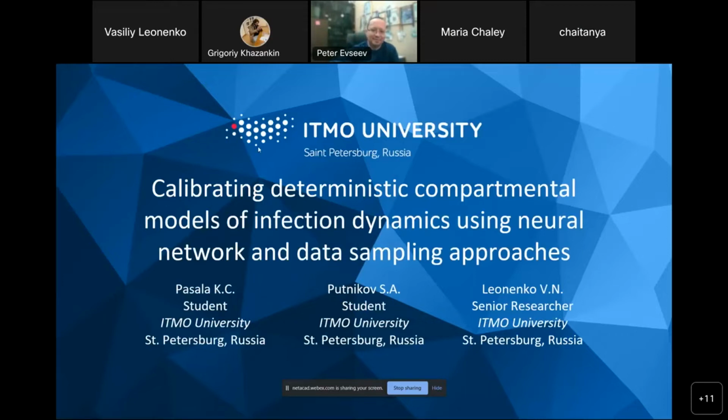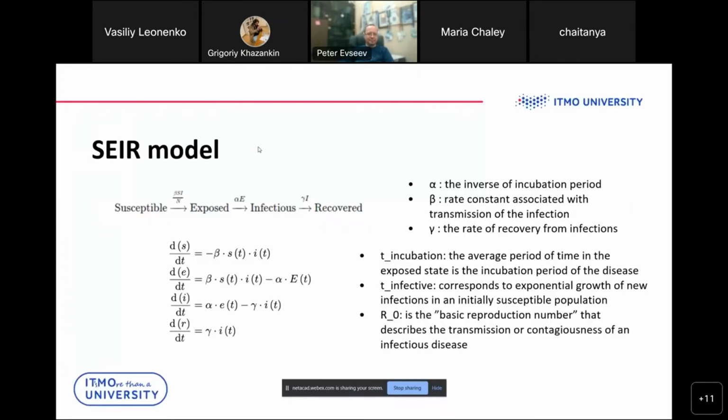We, me, Simeon, and our supervisor Leonon K, have worked on calibrating deterministic compartment models of infection dynamics using different methods such as neural networks and data sampling approaches. I'm going to talk about these approaches and the efficiency of each of the methods we have used on compartmental models.